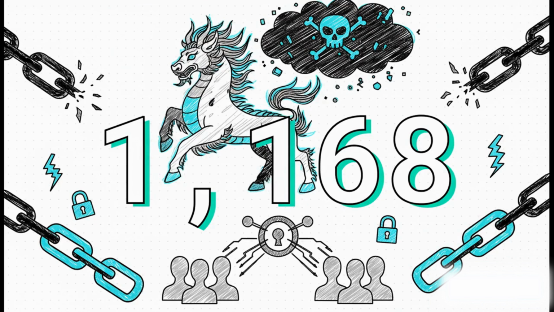And the group behind all this, Qilin, they are not a small-time operation. That number, 1,168, that's how many victims they posted on their data leak site in less than 2 years. These are major players, one of the most prolific and dangerous ransomware gangs out there right now.